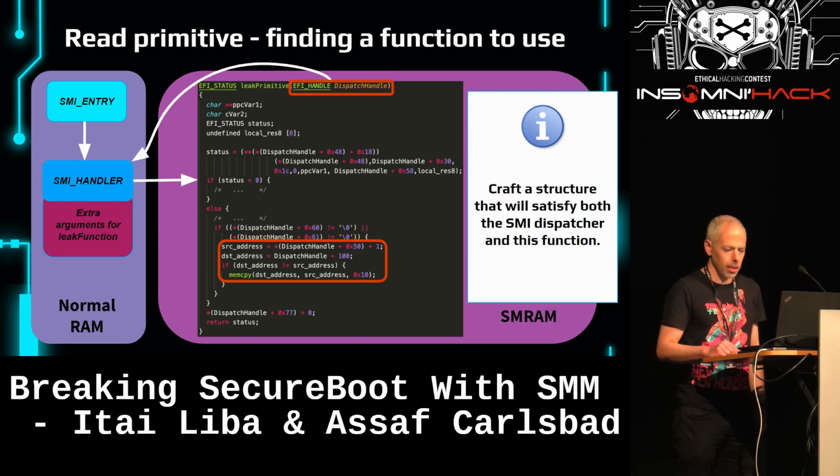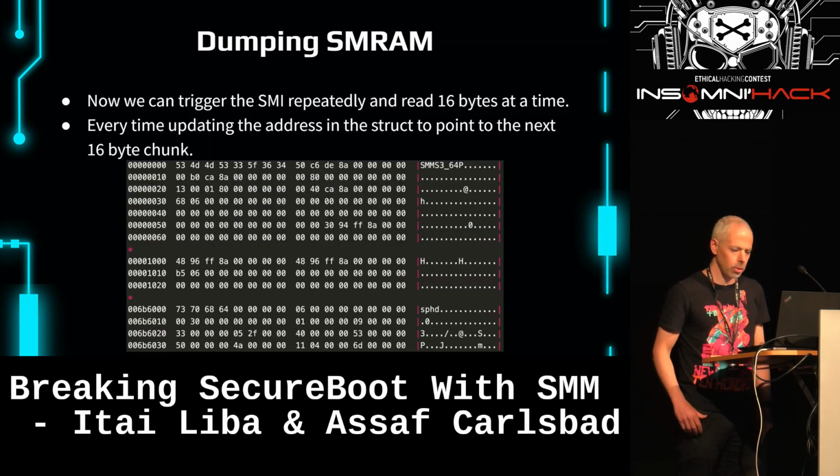We can set the SMI handler to point to this function and extend the basic SMI handler structure with additional fields. The new fields will be used by the function to calculate the source and destination addresses for the memcopy. Since the structure is in normal RAM, we can modify the arguments before every invocation of the SMI. Now we can trigger the SMI repeatedly, read 16 bytes at a time, and dump SMRAM.